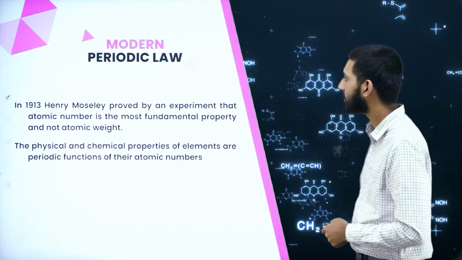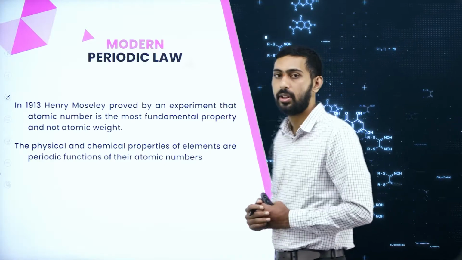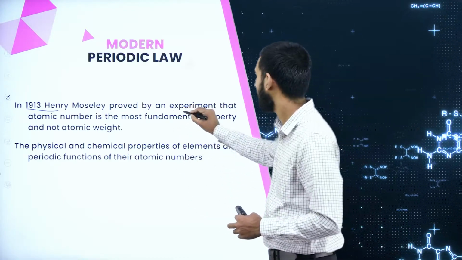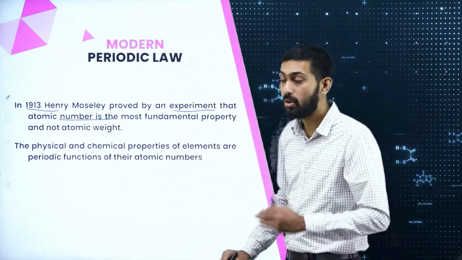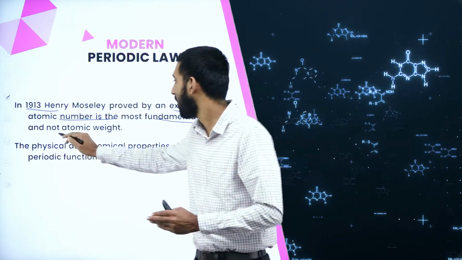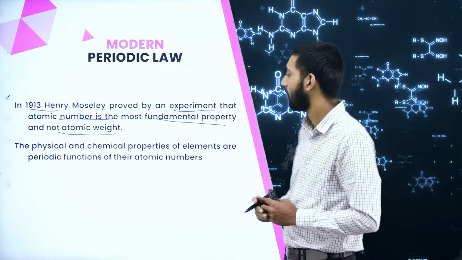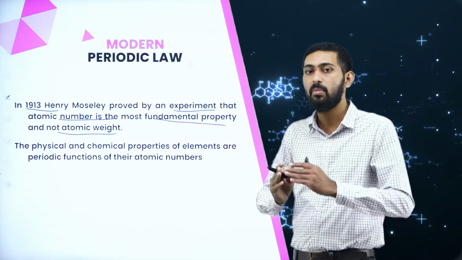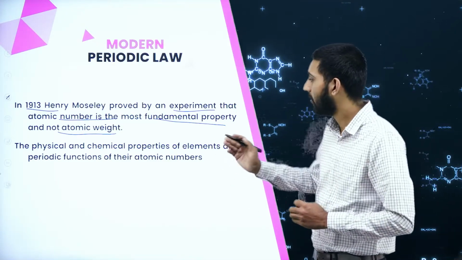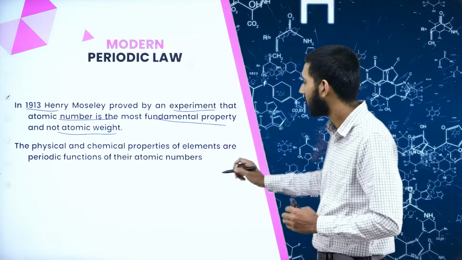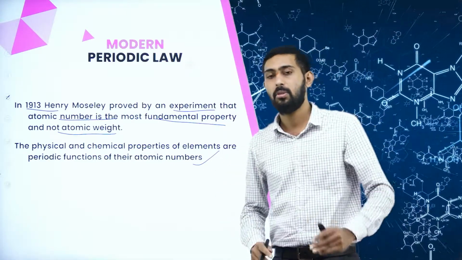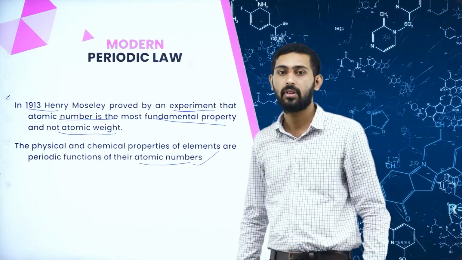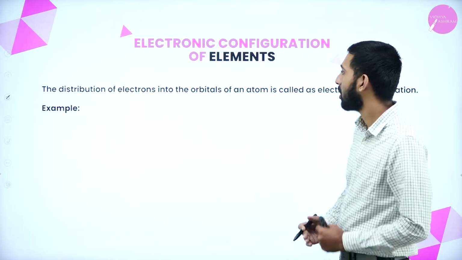Okay, next thing is modern periodic law. In 1913, Henry Moseley proved by experiment that atomic number is the most fundamental property and not atomic weight. The physical and chemical properties are periodic functions of their atomic number. Means physical and chemical properties all depend upon which one? Atomic numbers.